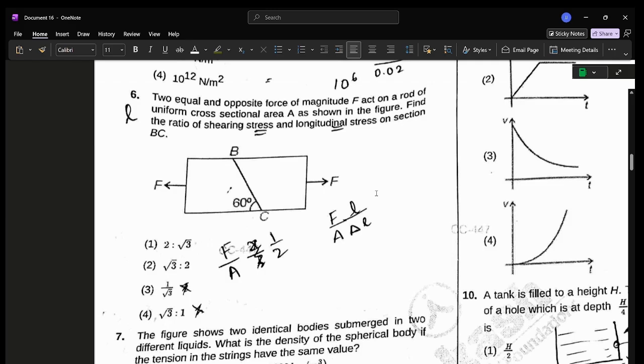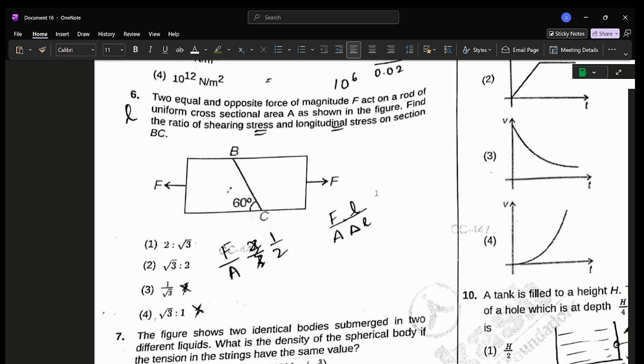So the next question is two equal and opposite force of magnitude F act on a rod of uniform cross-sectional area A, as shown in the figure. Find the ratio of shearing stress and longitudinal stress on section BC. Diagram is given, so things are pretty clear, but I just told you, right, I was very confused of what exactly shearing stress would be there. But I think now I kind of have an idea. I think let me try it once more before I look into the answer.